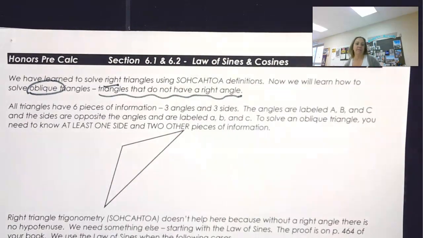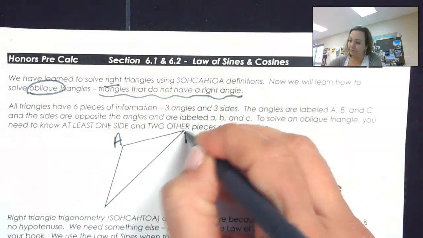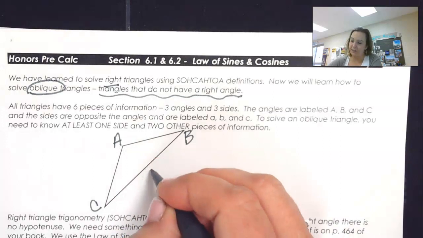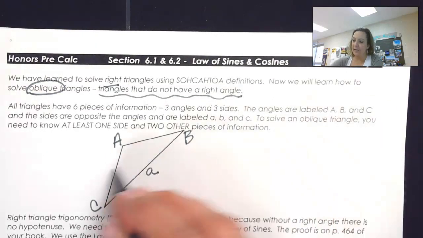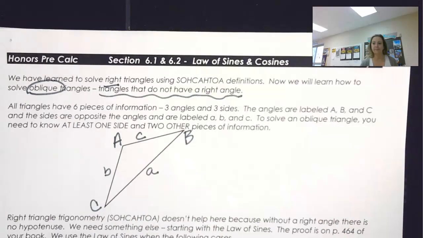So all triangles have 6 pieces of information. We know that there are 3 angles and 3 sides. The angles are labeled A, B, and C. And the sides are opposite the angles, and our lowercase letters are used, lowercase a, lowercase b, and lowercase c, okay?